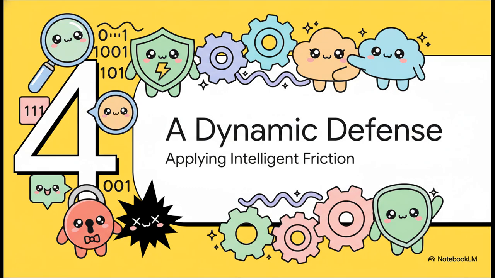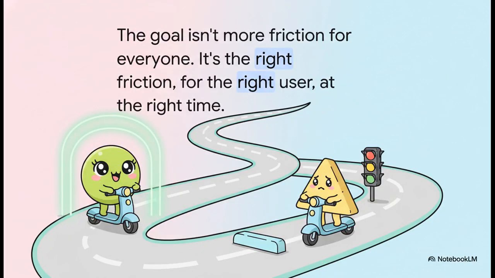All right, so we've talked a lot about signals and analysis. Now for the fun part, putting it all into action. The goal here is to build a dynamic defense that applies something called intelligent friction. And here's the core idea. The goal isn't to just throw up roadblocks and make life difficult for everyone. That's the old way. A dynamic system is all about precision. It lets your good, legitimate customers fly through with zero hassle, while automatically stepping up the security only for those interactions that actually seem risky.